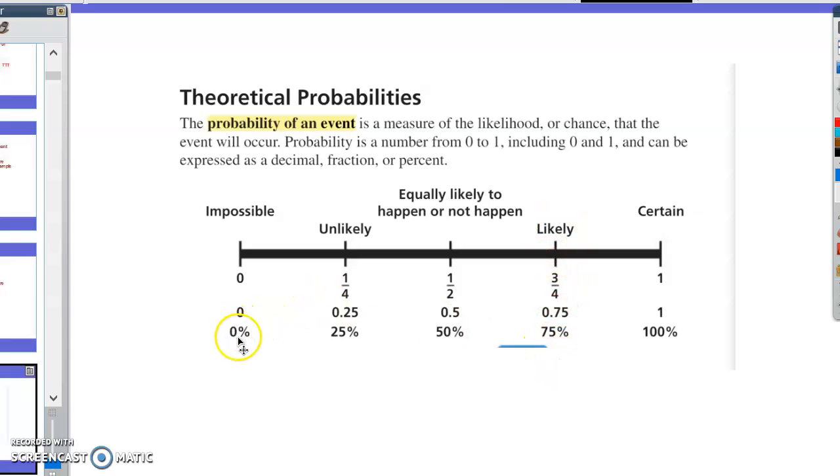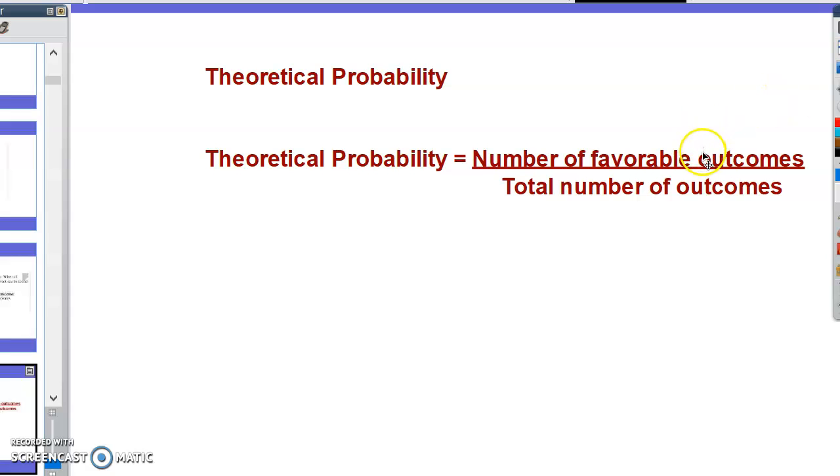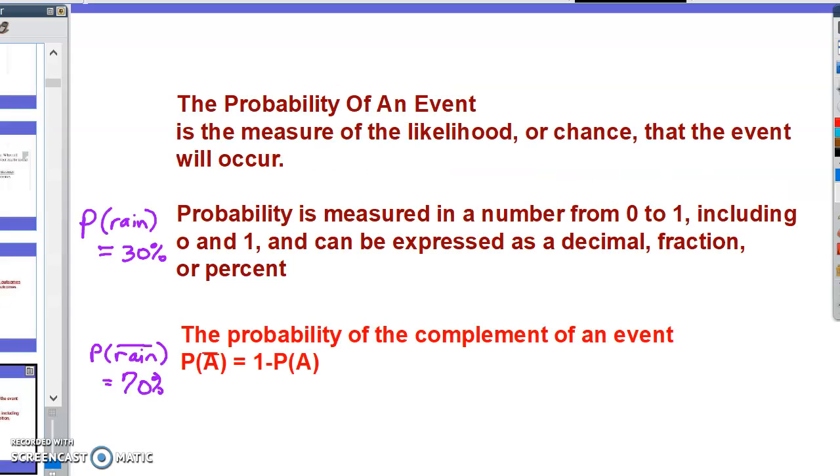So probability can be expressed as a decimal, 0, 0.25, 0.5, 0.75, or 1, or as a percentage, 0 to 100%. 100%, it will definitely happen. So our theoretical probability is calculated the number of favorable outcomes over the total number of outcomes. The total number of outcomes would be your sample space that we just looked at. So our favorable outcomes over our total number of outcomes.